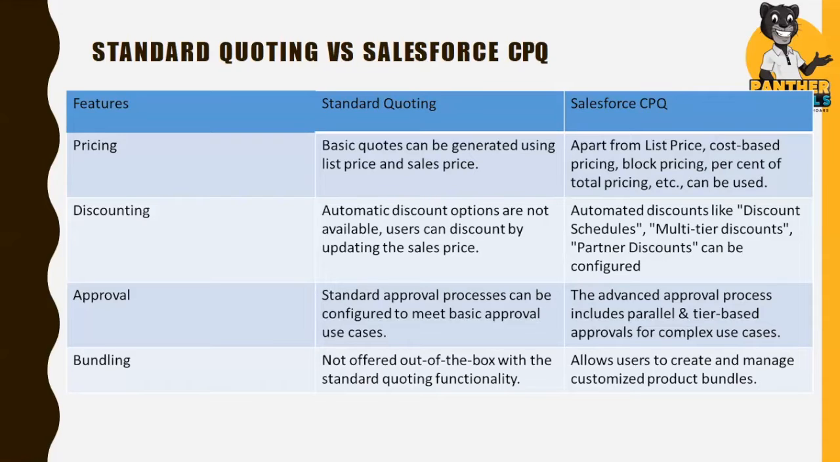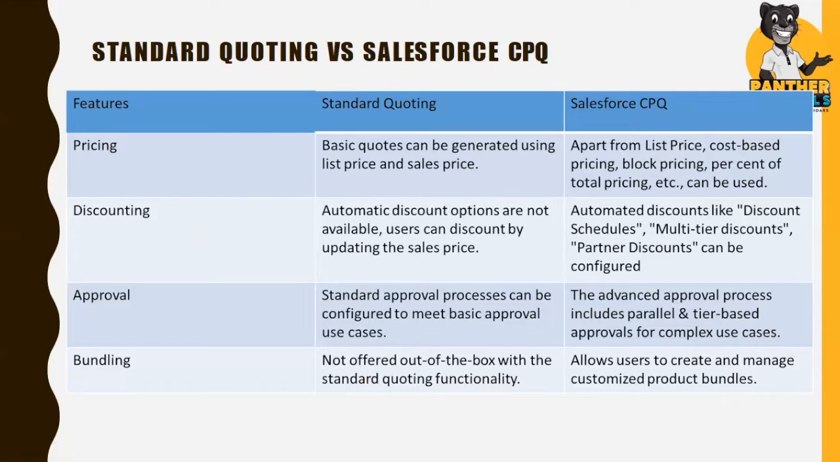Discount scheduling comes in terms of discounting if you are applying it. So these are the types of pricing we have available. But in the standard quotation process, we have only list and sales prices. In Salesforce CPQ, we also have partner pricing and more. And apart from the pricing, we also have a difference in the discounting level.